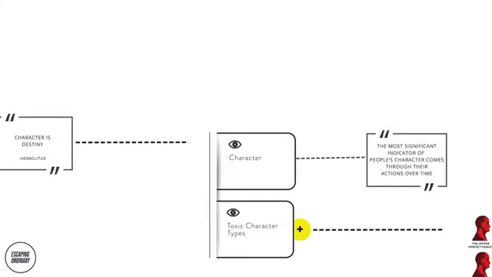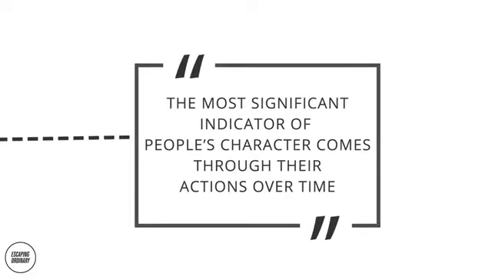Actions repeated over time is the main indicator of someone's character. People with strong character do not give up easily, are persistent, and are open to new ideas. People with weak character, on the other hand, are overwhelmed easily, difficult to rely upon, and not open to learn from others because needing to learn from others would imply criticism or shortcomings. The most significant indicator of people's character comes through their actions over time.